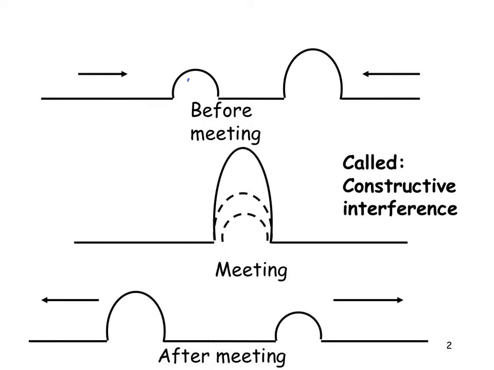So let's say this was 2 amplitude, this was 3 amplitude. When they got together, they would add together as an amplitude of 5. But then after they had gone into this constructive interference, they would just continue as if they had never met each other at all.